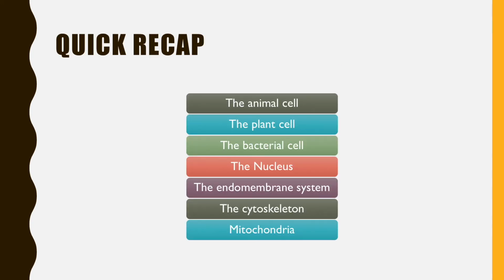To recap, we went over the animal cell, the plant cell, the bacterial cell, the nucleus, the endomembrane system, the cytoskeleton, and the mitochondria.